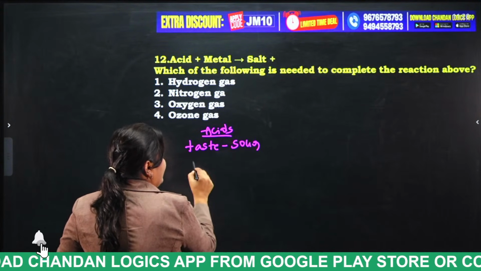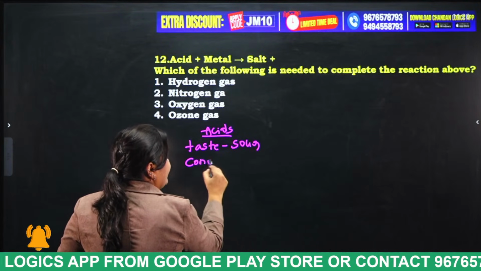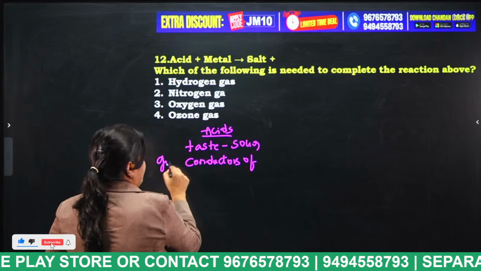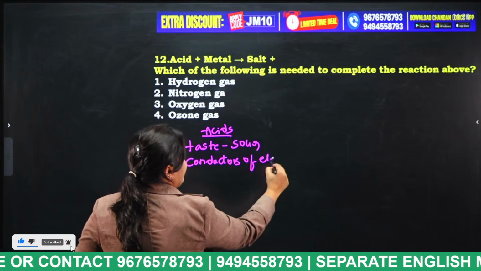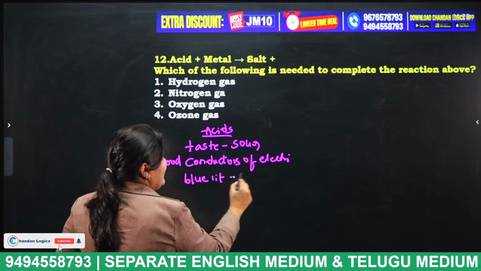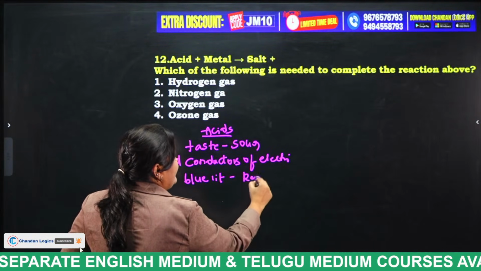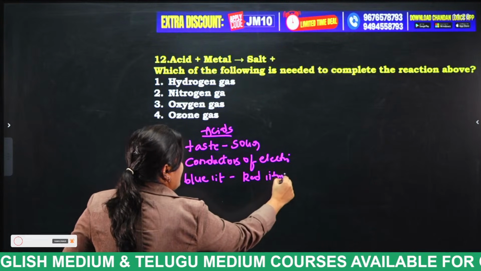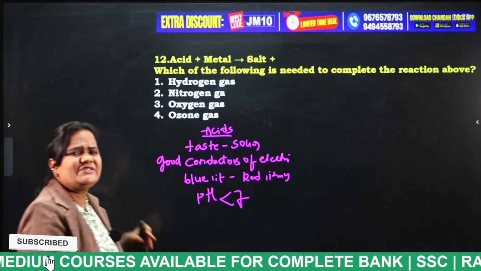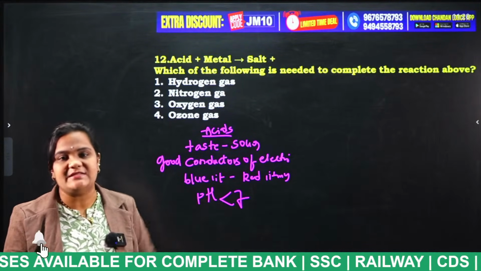Okay, they are good conductors of electricity. And what, students? It changes blue litmus to red litmus. Okay, blue litmus to red litmus. pH value is always less than 7. So, these are the general characteristics of acids.